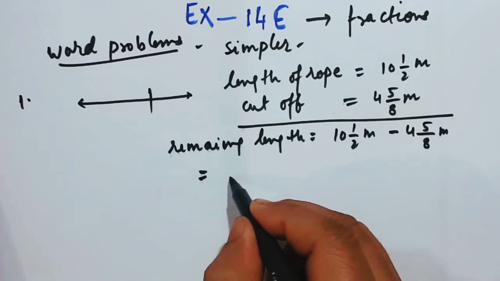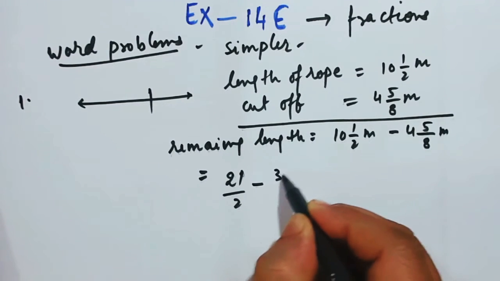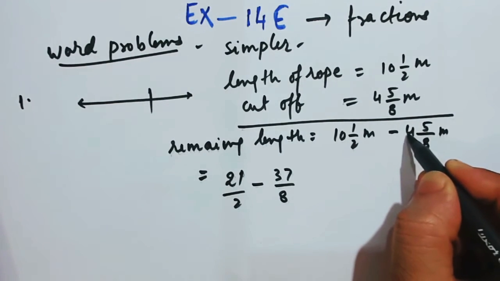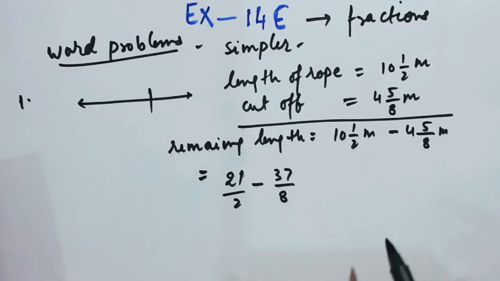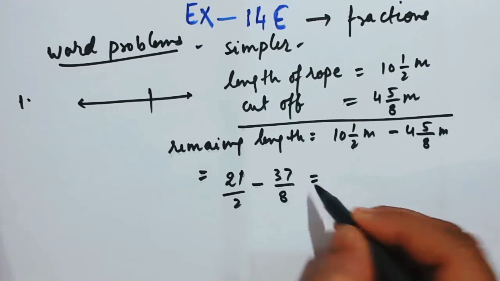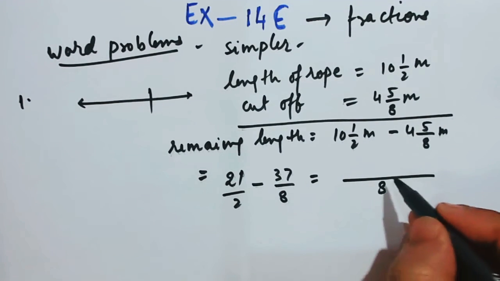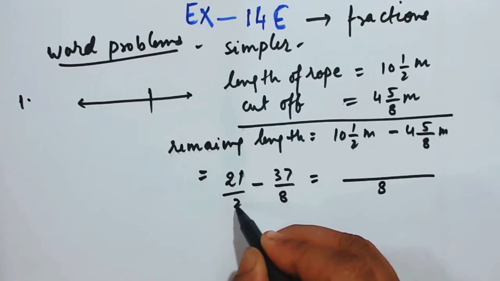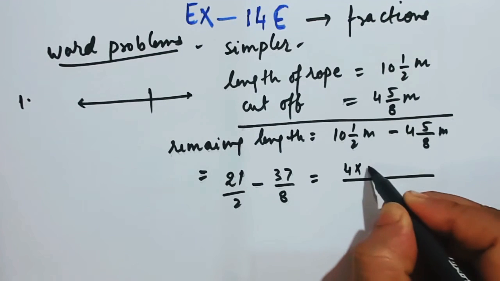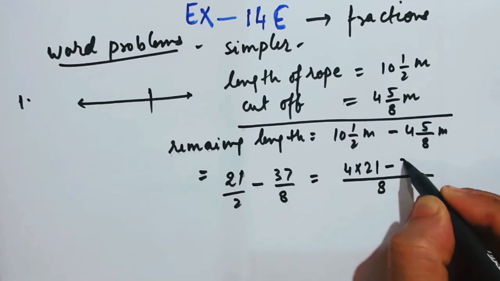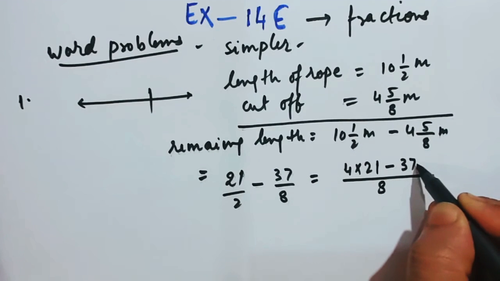So how can you solve? Come on, let's start. 21 by 2 minus 37 by 8. 8 5s are 40. 8 4s are 32 plus 5. 37 by 8. Now what is the LCM of 2 and 8? It is 8. So here you have 8 divided by 2. LCM divided by denominator is equal to 4, and this 4 should be multiplied with the numerator. Similarly, when the denominator and the LCM are the same, we just copy down the numerator.